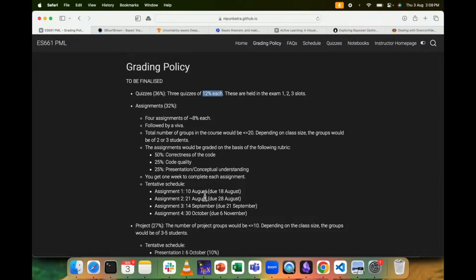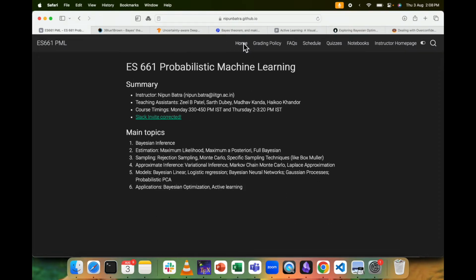So again, I'm just repeating, if you go to the course website, which I'll put up on my main website also, nipunbatra.github.io/PML 2023. On the home page, you'll see the Slack invite. If you click on this, you would be taken to a link where you can sign up on Slack. All the further communication will happen on Slack. So as of now, this is the course timing, but Mihir will initiate a thread, and we'll see if something needs to be changed.